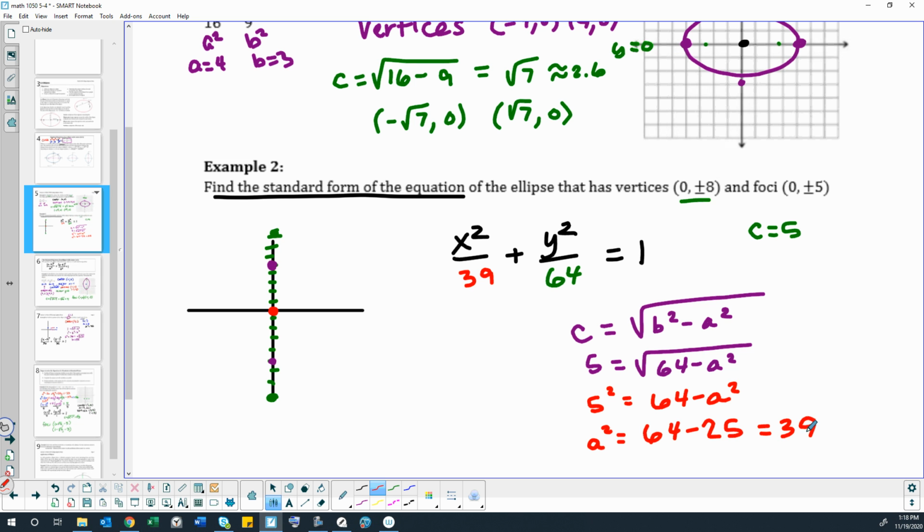We don't actually need to know what a itself is, because it's not asking us to list the endpoints of the minor axis, and that's what that is. So all we're doing is writing the equation, so a squared, which is 39, is enough. Which is good, because the square root of 39 is like 6 point something. It's a little bit of a weird number.